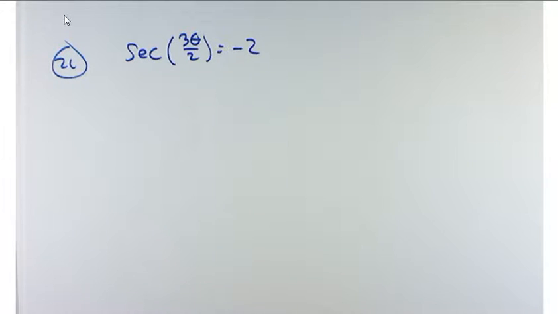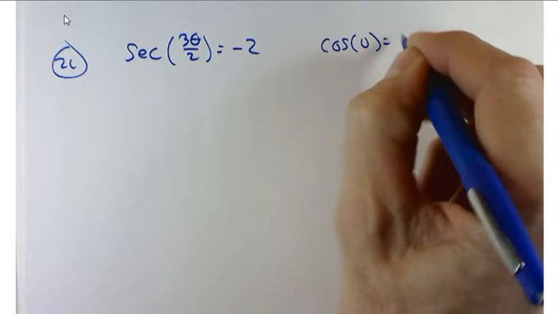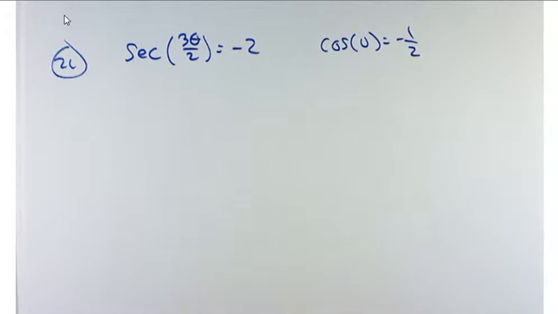Okay, so this is problem 21, section 3.3. Let me start with a slightly different problem. Let's start where cosine of u equals negative 1/2. Let's understand a little bit about that, and then we'll move into solving problem 21.